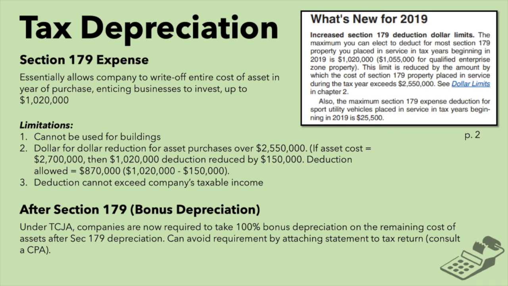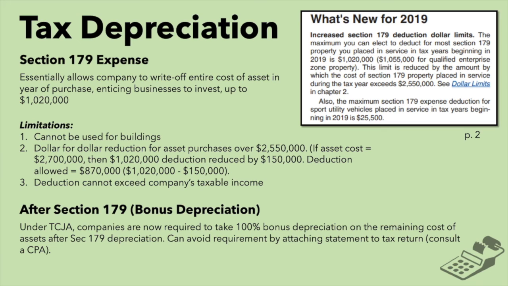So after Section 179, we have another thing, which is called bonus depreciation. Under the Tax Cuts and Jobs Act, companies are now required to take 100% bonus depreciation on the remaining cost of assets after Section 179 depreciation. But you can avoid the requirement by attaching a statement to your tax return that says you're not going to follow that. So Section 179 and the bonus depreciation, it gets a little bit tricky. You can elect to take it, and if you do, then you have to take it for every asset that's in the class of assets that you're using it for. But you can also choose not to follow it and not to do it.